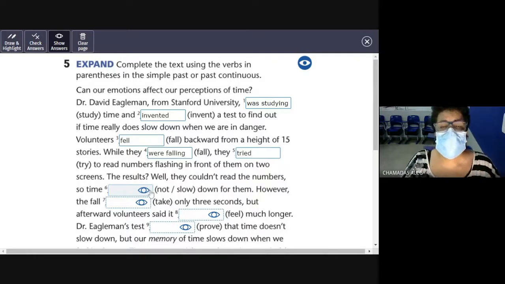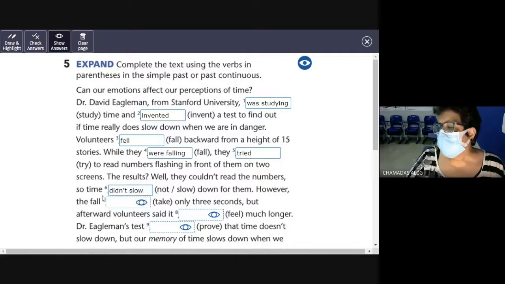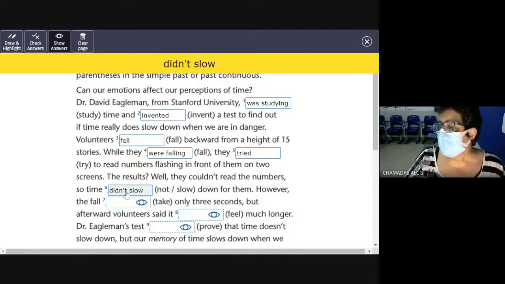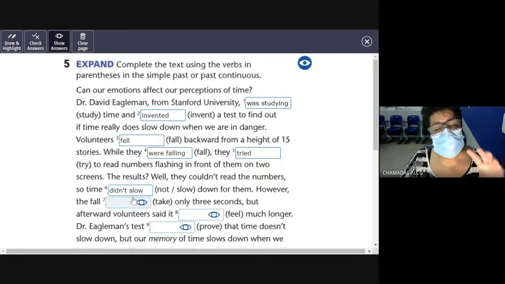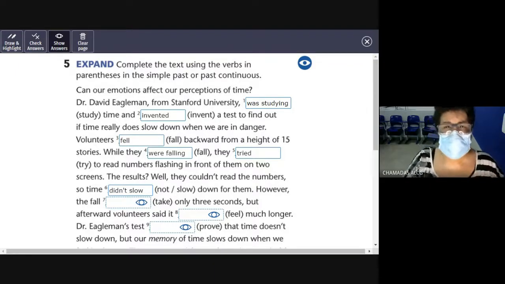We have to use the auxiliary didn't. Okay? So time didn't slow down for them. So they couldn't read the numbers. So time didn't slow down for them. Ou seja, o tempo não reduziu para eles, ok? Eles caíram, estavam em queda livre, então o tempo não mudou para eles de maneira nenhuma, ok?